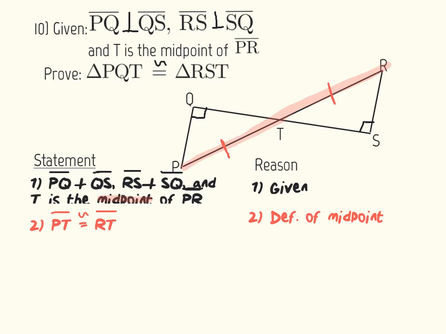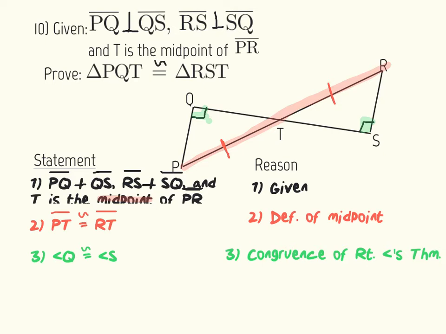The next thing is I'm going to look at my angles. My angle here, Q, and my angle here, S, are both right angles. Well, that would imply that they're both equal or congruent to each other because they're both the same right angle. So that's what I'm going to do next. I say angle Q is congruent to angle S by the congruence of right angles theorem.